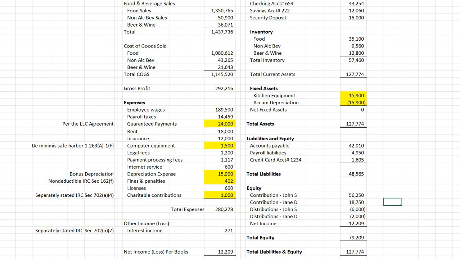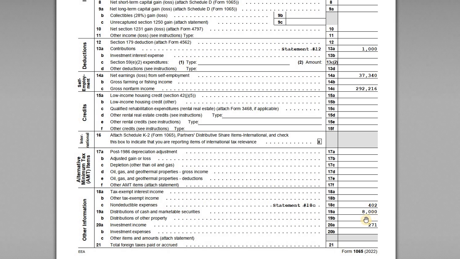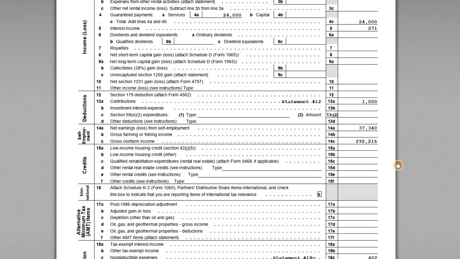And then if we look at the capital roll forward as well, we can see John and Jane here, they're getting capital contributions, and then the distributions to each, right? So again, John received $6,000, Jane received $2,000, and then $8,000 rather is reported as a distribution in Schedule K. Now, all these items again are going to flow through to Schedule K1. And the item L reconciliation for the capital account, I'll cover those in more detail as well when we get to them.